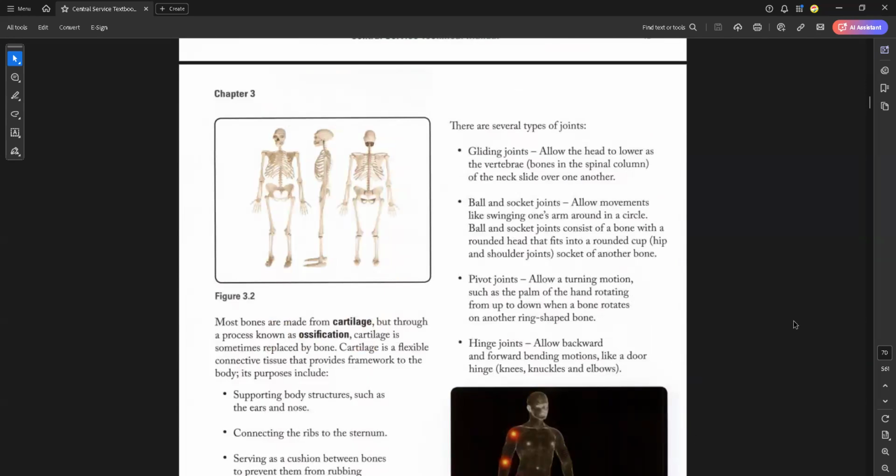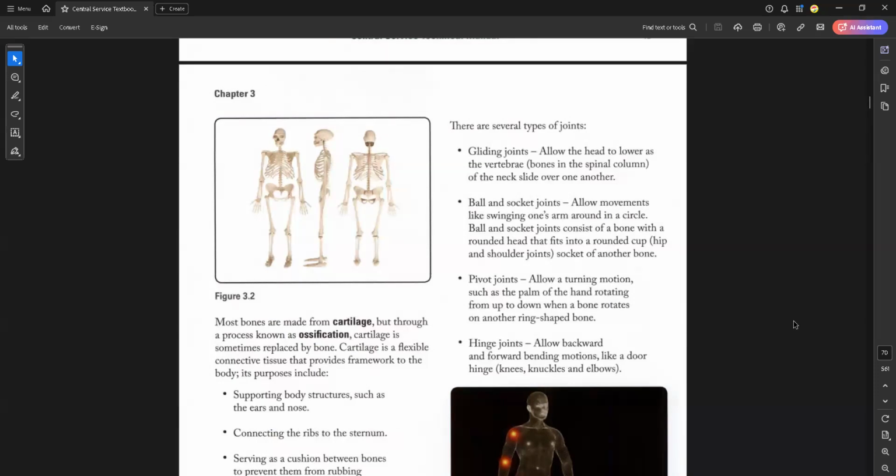Okay. Now we have the gliding joints. You have the gliding joints. They allow the head to lower. So you see, have you ever asked yourself, how are you able to bend down? How are you able to bend down without feeling pains? Your neck area, because we have gliding joints, and they allow us to glide, to bend.